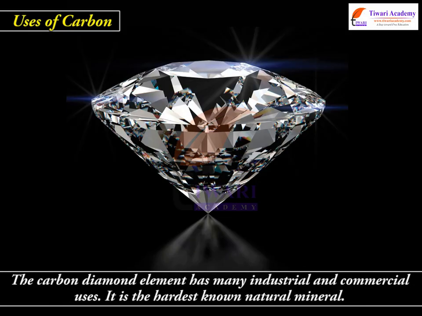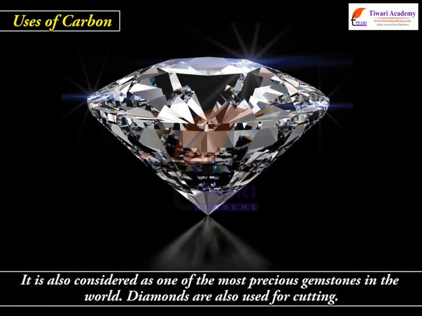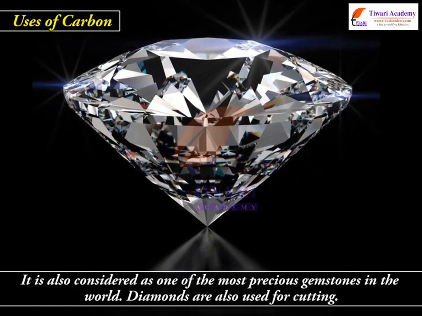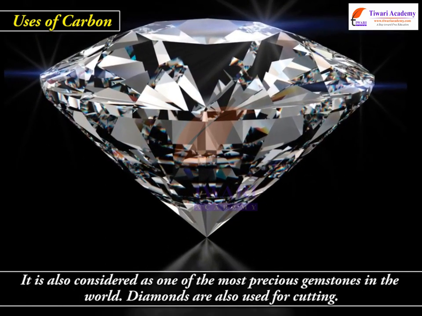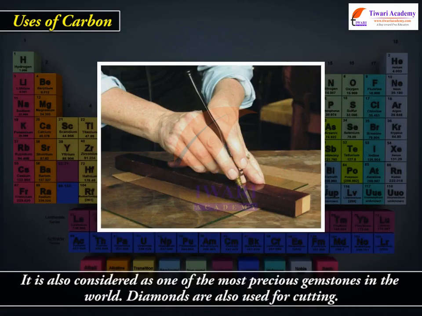The carbon diamond element has many industrial and commercial uses. It is the hardest known natural mineral. It is also considered as one of the most precious gemstones in the world. Diamonds are also used for cutting.